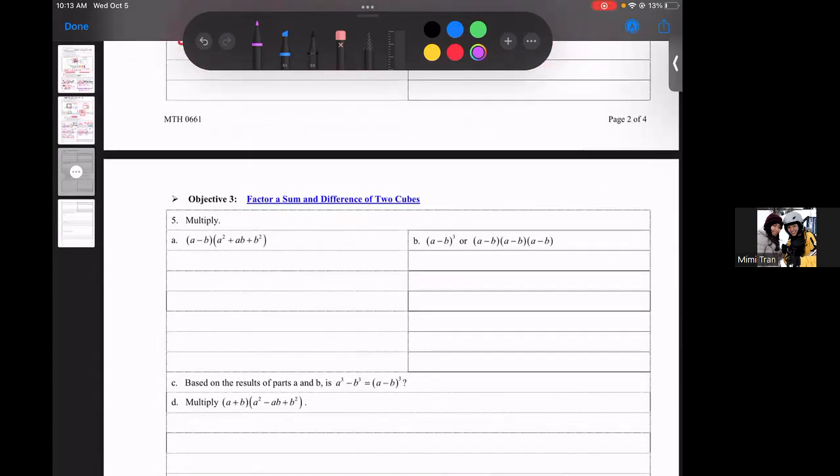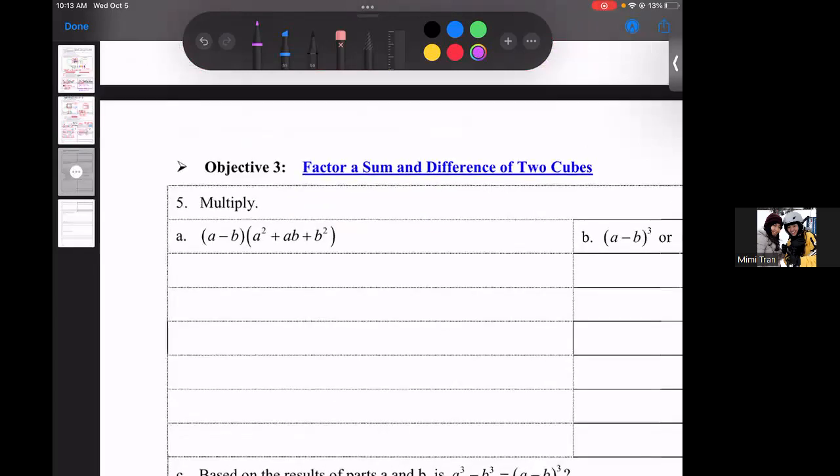Let's do this. I want you to FOIL this, or distribute, because there's a binomial and a trinomial here. Anyway, you do what you know to do, right? So a times a squared is a cubed. A times ab is a squared b. A times b squared is ab squared. Let me move it down a little bit.